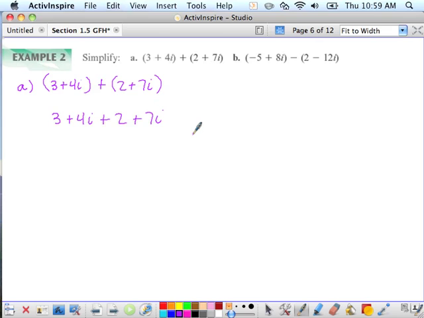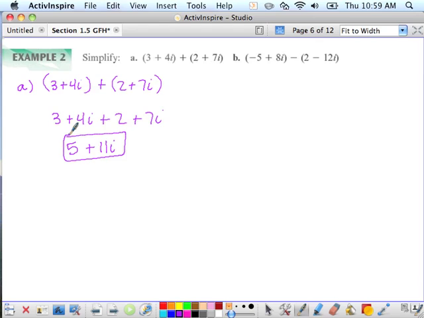For a grand total of how many real numbers? 5. 5 real numbers, and how many imaginaries? 11. So 5 plus 11i. And that's part A.